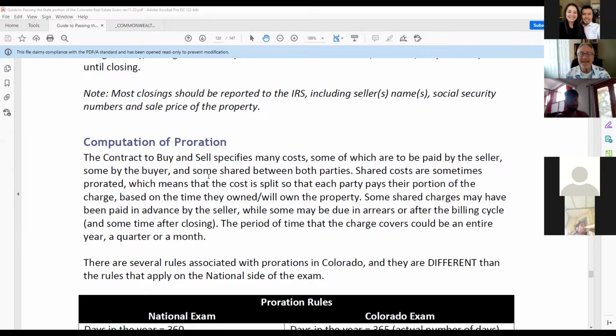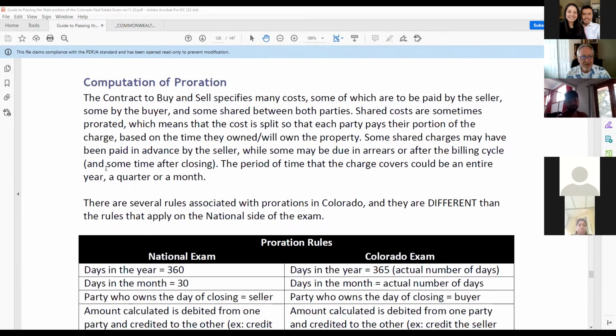Okay. I want you to get this. This is important for me. I want you to get this. Most closings should be reported to the IRS, including seller's name, social security numbers, and sales price of the property. We've seen that in an exam. All right, let's do some computations.